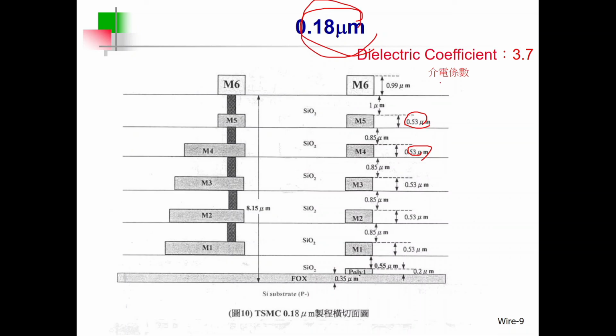They are 2 generations apart, but you can see that for 0.35 micron, the thickness is 0.6, and now it is only 0.53 micron. Got it? And how about the spacing between 2 layers? You can see 0.85, but in the 0.35 micron process, it is 1 micron, right? So again, it is a solid proof for you guys.